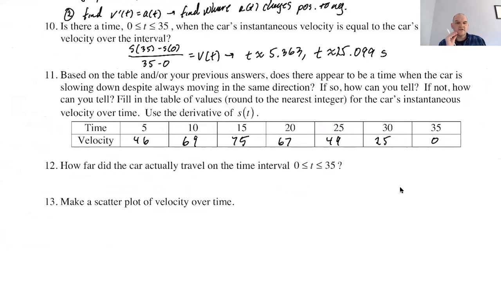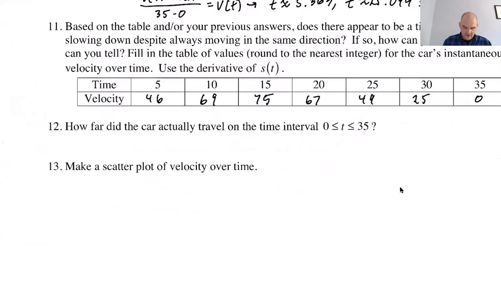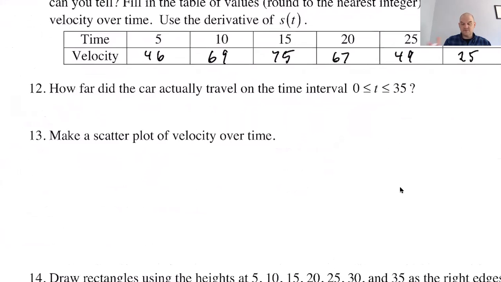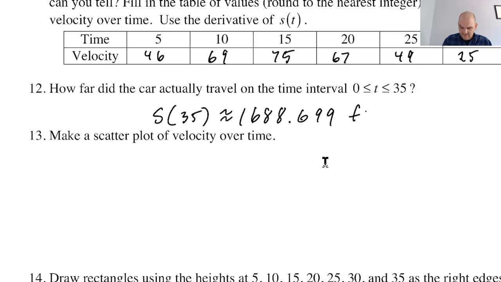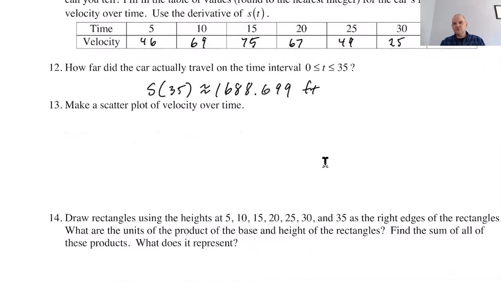How far did the car actually travel on the time interval? Well, we have a function for position, right? So we know that the distance that it traveled is going to be whatever its position is at t equals 35. So this will be s of 35. And I won't switch over, but I'm just going to find s of 35 on the calculator. It's 1688.7, which is approximately 1688.699, and that'll be in feet. Okay, so what does that have to do with anything?